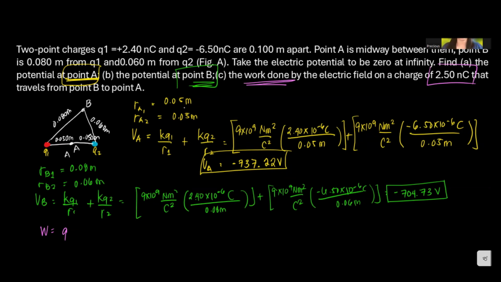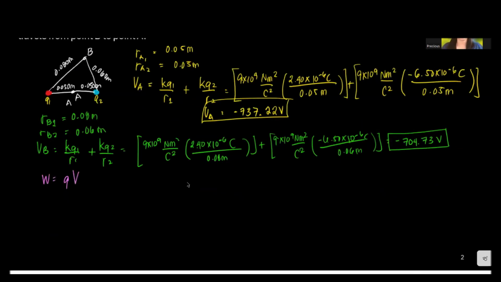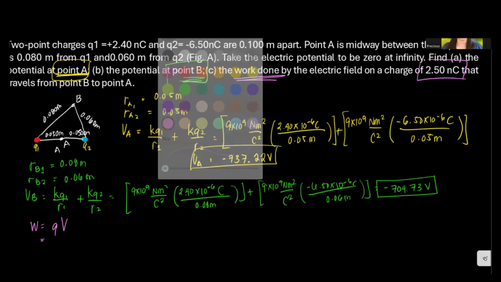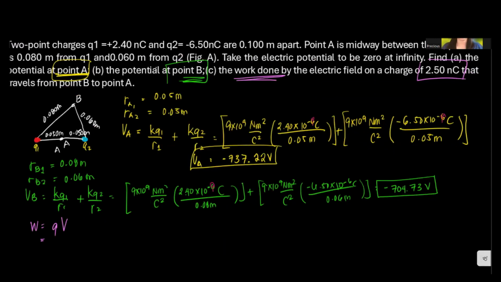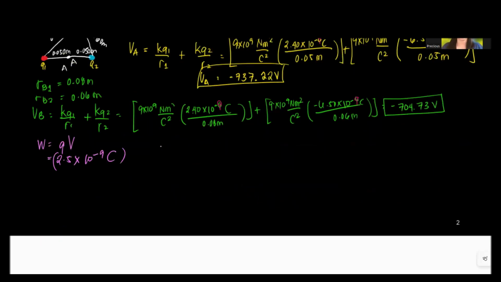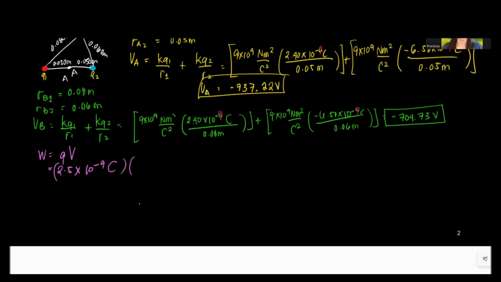W is equal to charge times your voltage. Now the charge here is given as 2.5 times 10 raised to negative 9. And by the way, instead of negative 6, those are negative 9. Sorry. And the voltage here is VA and VB. So that's going to be VA minus VB.